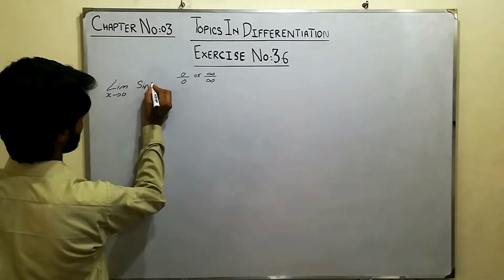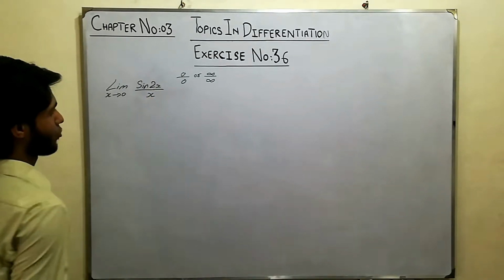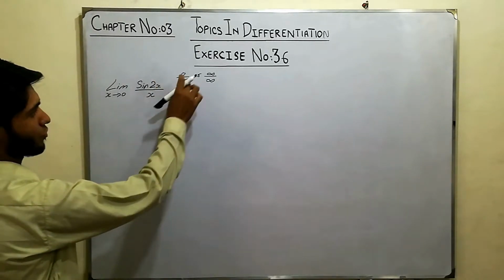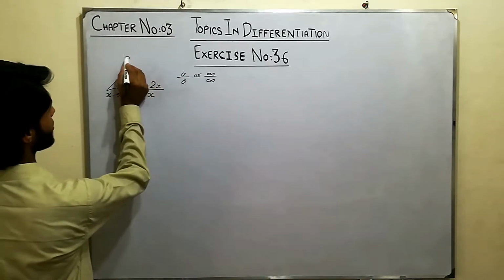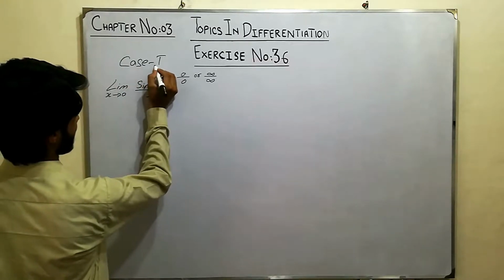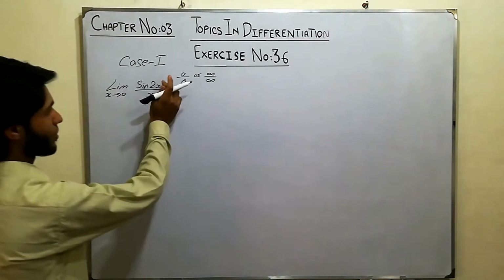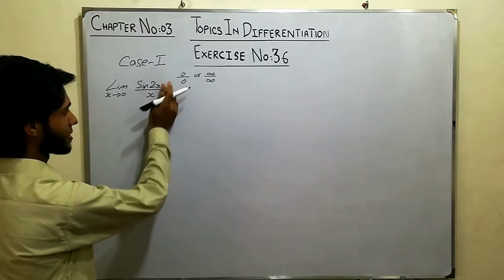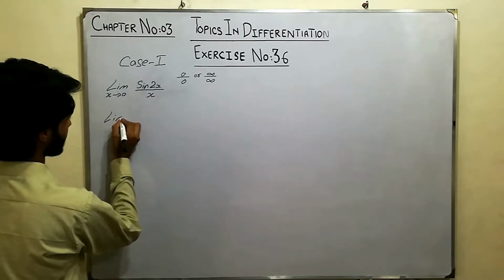sin 2x divided by x. If we put the limit in this function, we have the form of 0 by 0. So what can we do? This is case 1 of L'Hopital's rule. So what can we do in that type of function? We simply take the separate derivative of the numerator and the separate derivative of the denominator. Take the derivative.